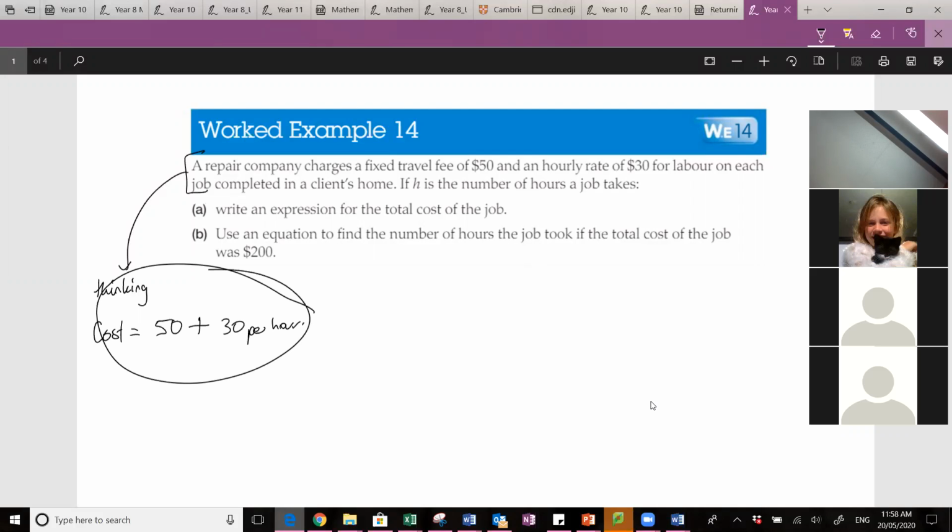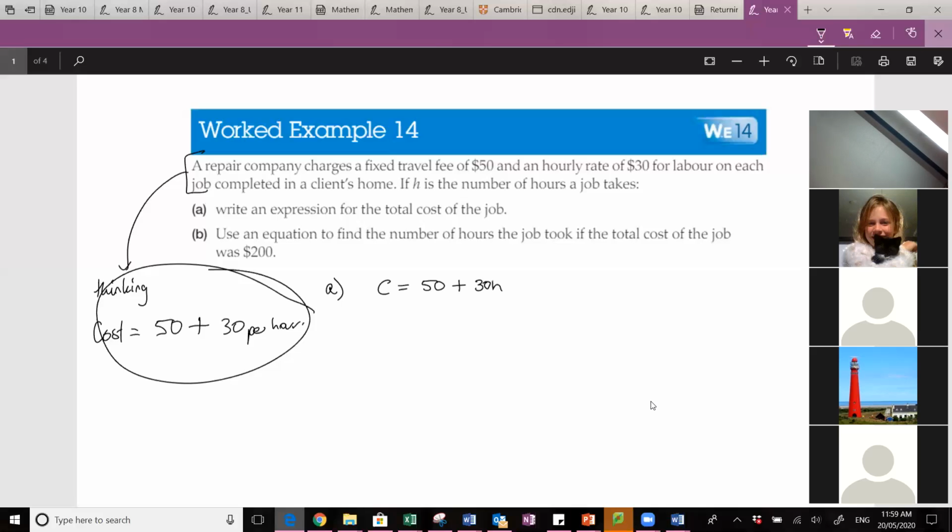Okay, so let's use that thinking to write an equation. Instead of cost, what could I write instead of cost? What can I call cost? C. C, that's a great letter to call cost. Okay, so I've got C equals 50, that's the initial charge, plus 30. Now, what were we told to use for per hour or the number of hours? H. H, beautiful. So there we go. We've got 50 plus 30H. That's what the cost is going to be.